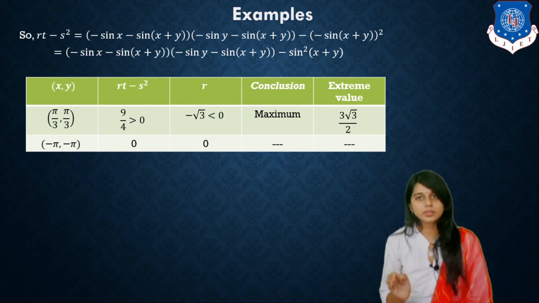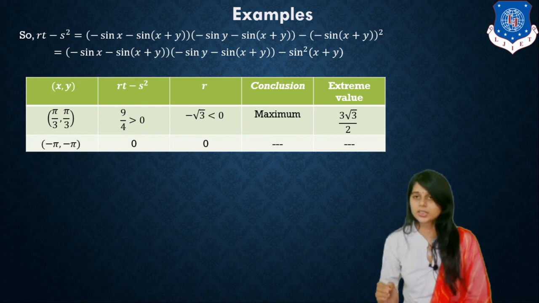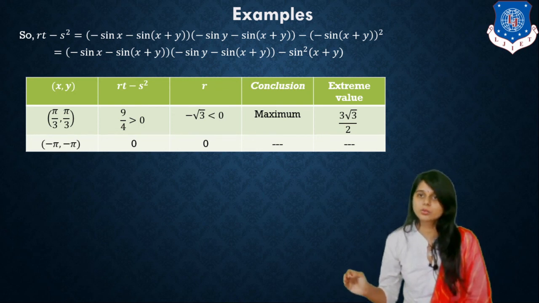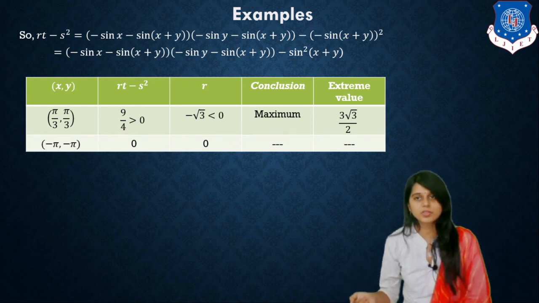If the value is greater than 0, then check the value of r. What is our r? R is minus under root 3, and it is less than 0, so the conclusion is that the stationary point pi by 3 is a maximum. The function is maximum, with value 3 under root 3 by 2, as per the table. Similarly, for minus pi, rt minus s square is 0, so nothing can be said.